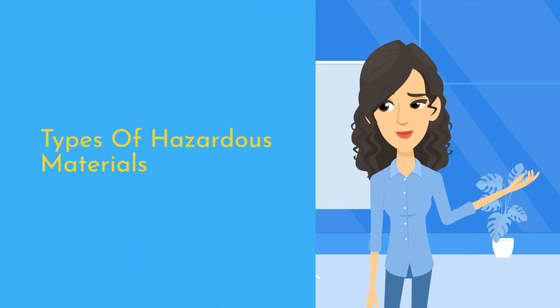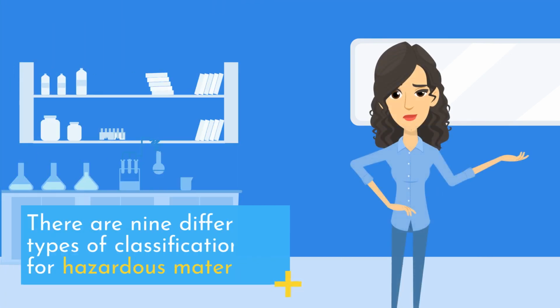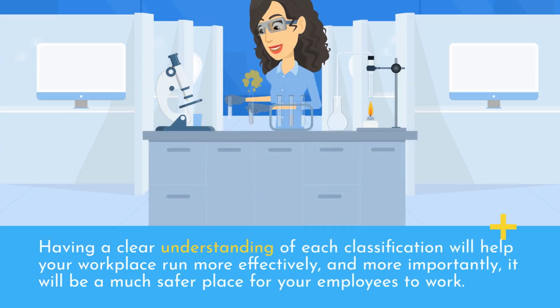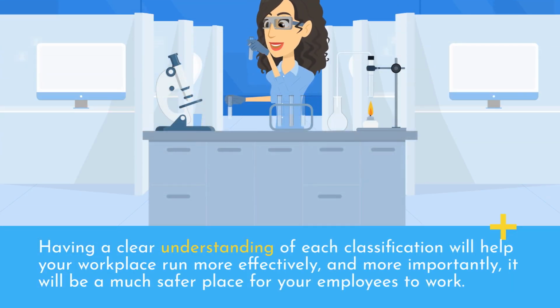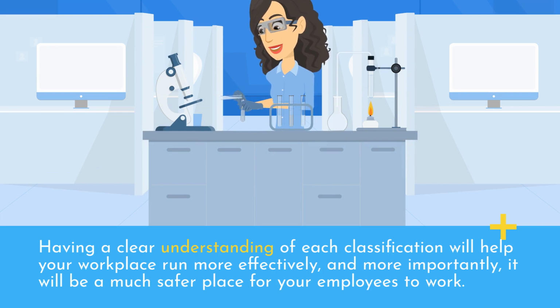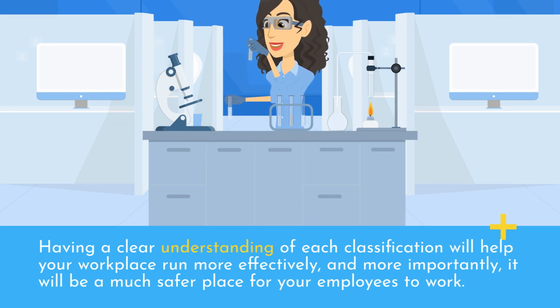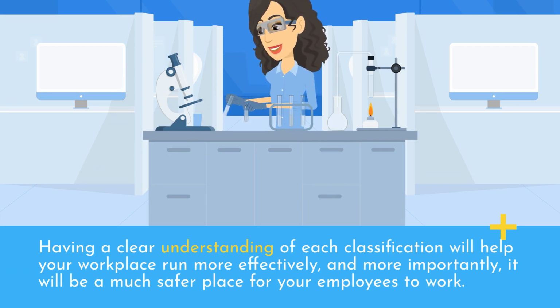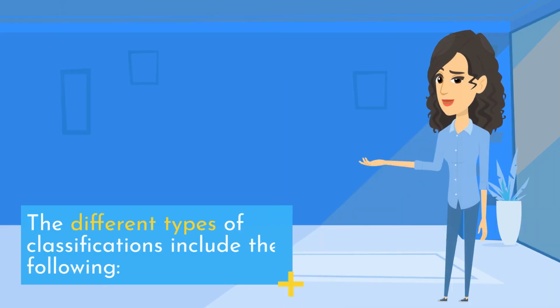Types of hazardous materials. There are 9 different types of classifications for hazardous materials. Having a clear understanding of each classification will help your workplace run more effectively, and more importantly, it will be a much safer place for your employees to work. The different types of classifications include the following.